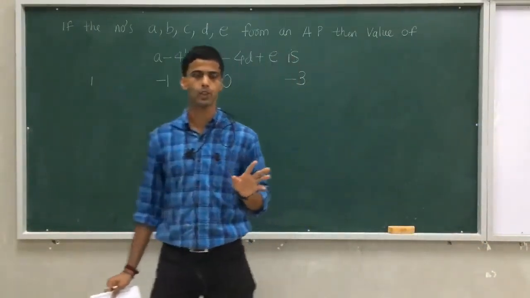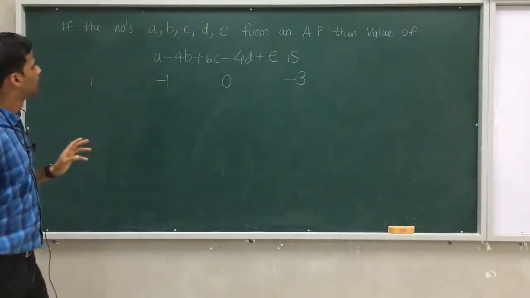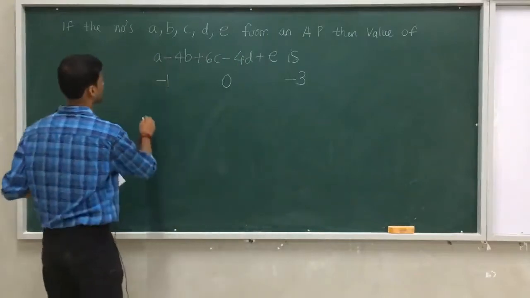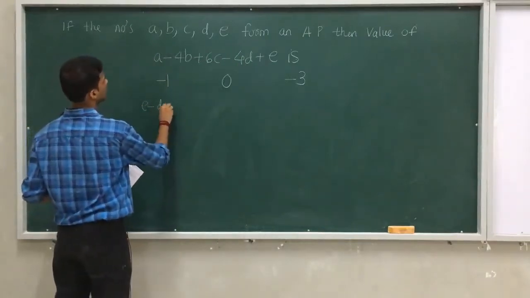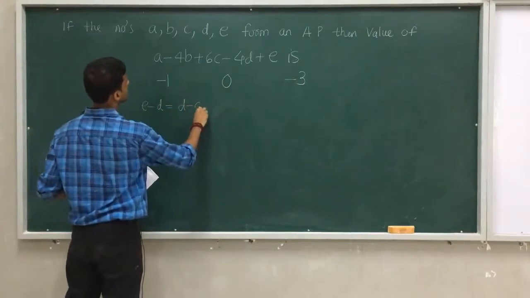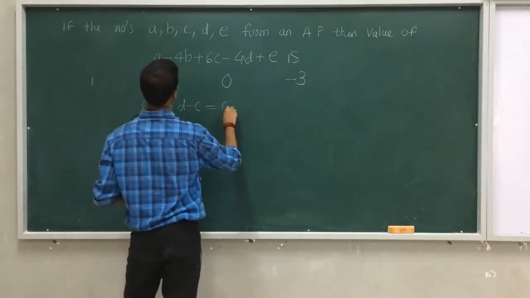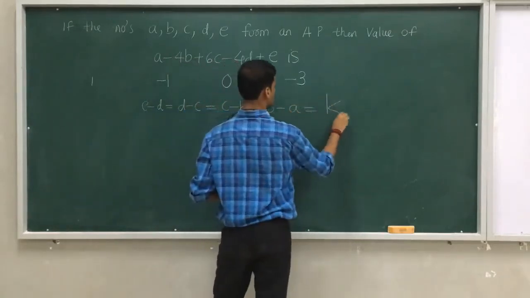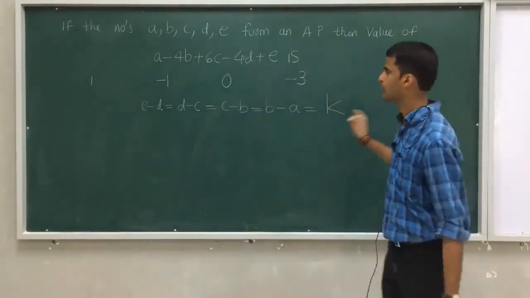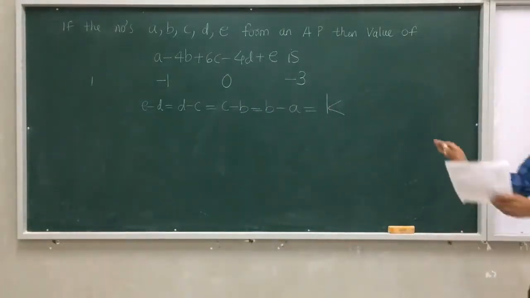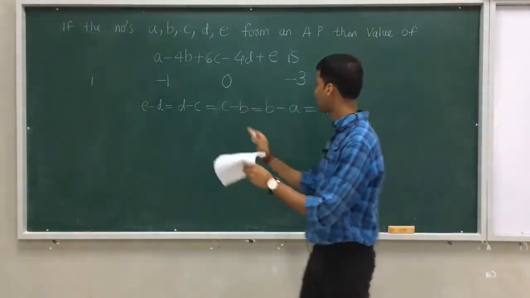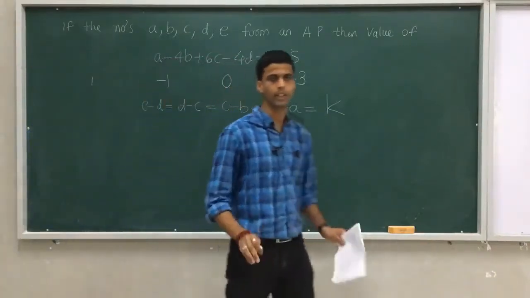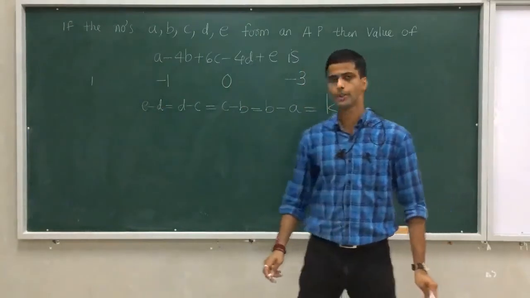One thing we know about AP is that the common difference is the same. So I can say E minus D is equal to D minus C is equal to C minus B is equal to B minus A is equal to K, and it is the same for all. Now how do we tackle this? It's very important, very interesting. So we will do this.